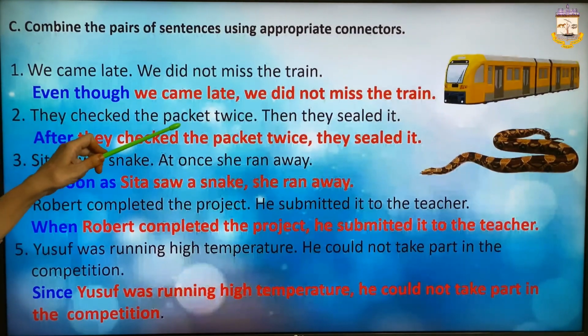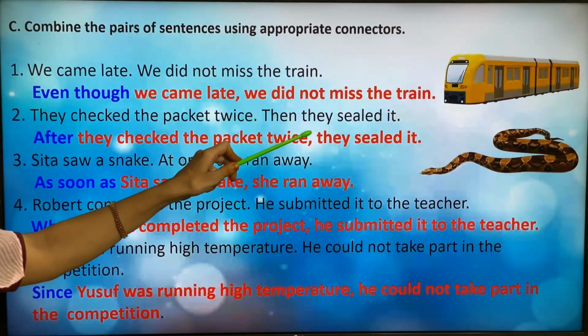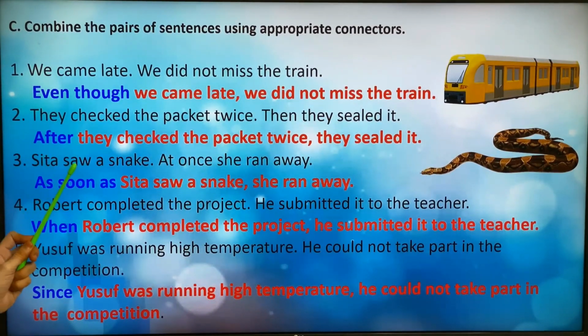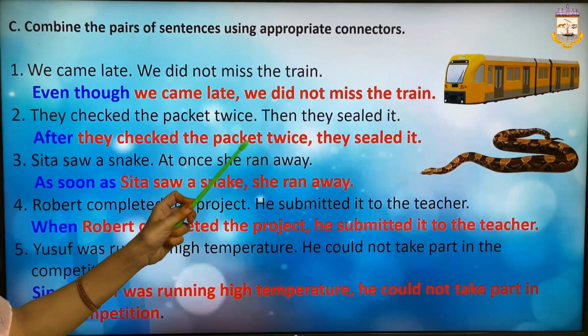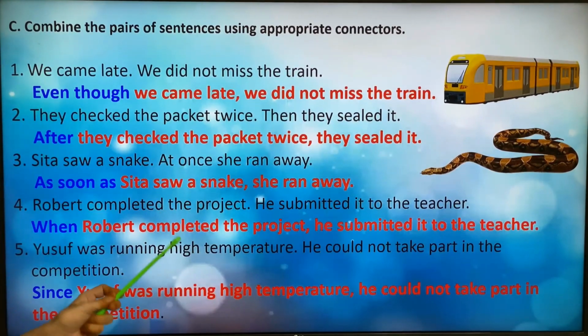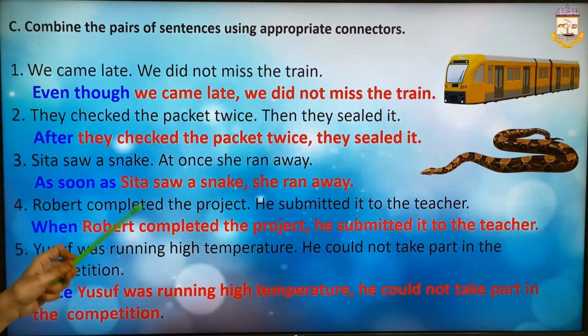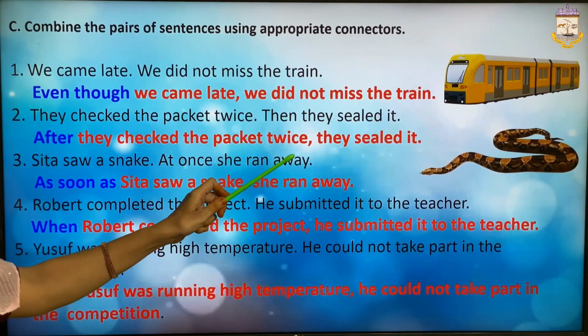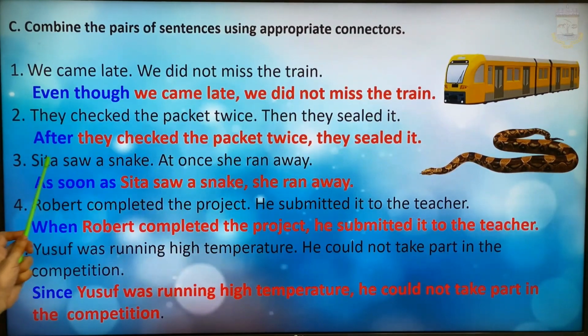They checked the packet twice. Then they sealed it. There are two sentences here. So what should you do to join the two sentences? You have to use a conjunction, connector or link word. But you have to use the right one or the suitable one. They checked the packet twice. After they checked the packet twice, they sealed it.